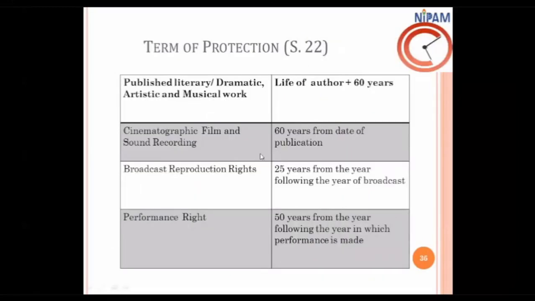Now, similarly, like for patents and designs, we also have a period during which protection is provided to the artistic work. For cinematographic films, it is 60 years from the date of publication. For broadcast reproduction rights, it is 25 years, and performance right is 50 years.